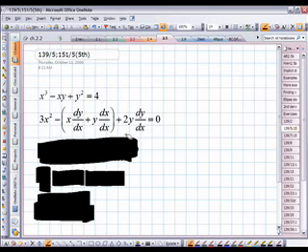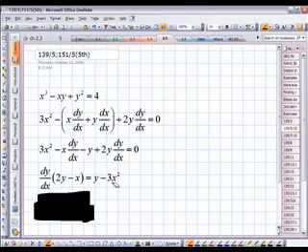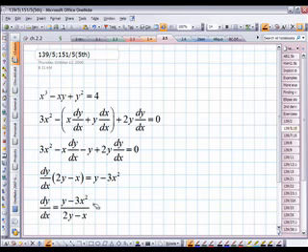So we get all the dy dx stuff together. Well, first we distribute this negative, so I get all the dy dx stuff on one side and factor it out, and I put all the non-dy dx stuff, the 3x squared minus y, on the other side. So it becomes y minus 3x squared, and then finally I divide to get this as my derivative.